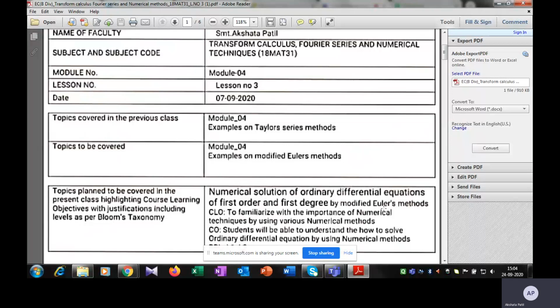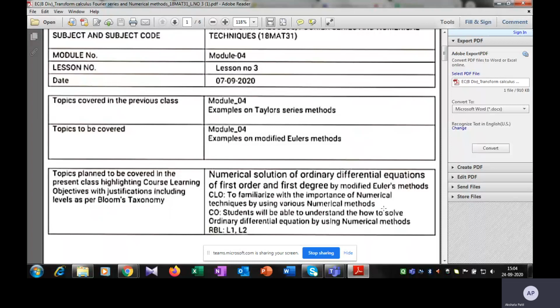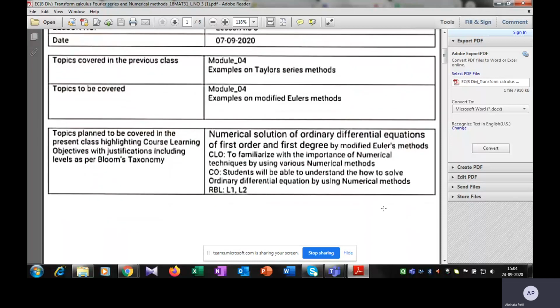The course learning objective is to familiarize with the importance of numerical techniques by solving various numerical methods, and the course outcome is that the students will be able to understand how to solve ordinary differential equations by using numerical methods, and the Bloom's levels are L1 and L2.